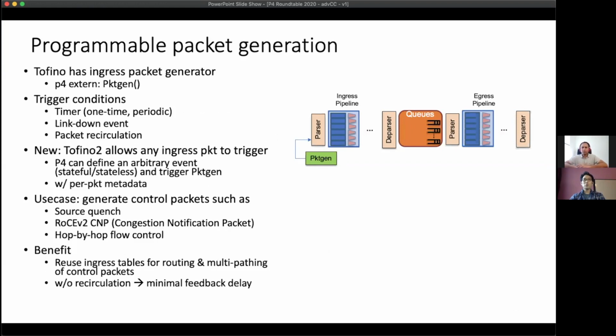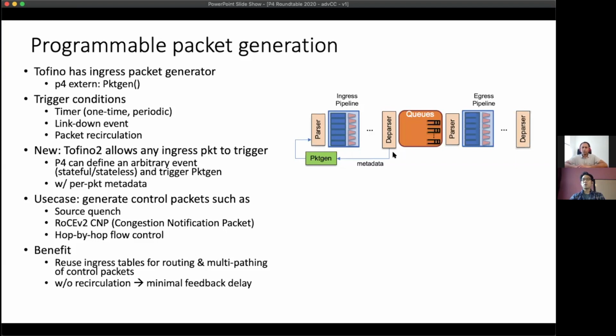But to better support this kind of event-driven packet generation use cases, Tofino 2 allows any ingress packet to trigger a packet from the packet gen engine. So using the P4 level flexibility and match action pipeline and tables, the user can write a P4 program that defines any arbitrary event, stateful event or stateless event, and trigger the packet gen.